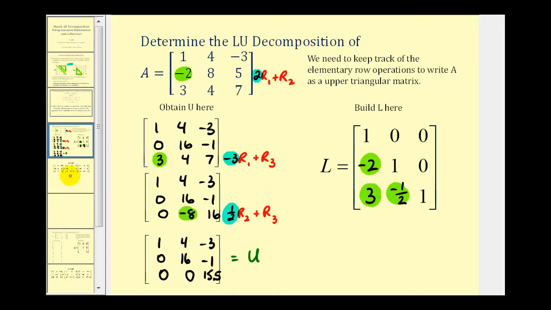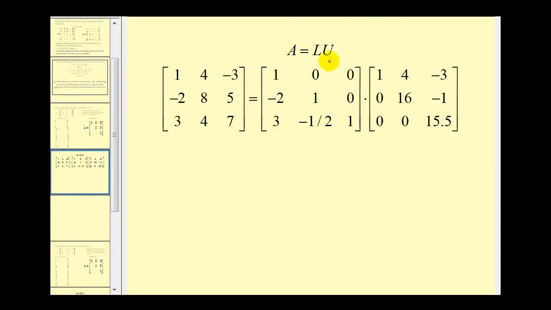So to put the pieces together, we know A equals L times U. Here's matrix A, the given matrix. Here's the lower triangular matrix. And here's our upper triangular matrix. Let's go ahead and take a look at a second example.